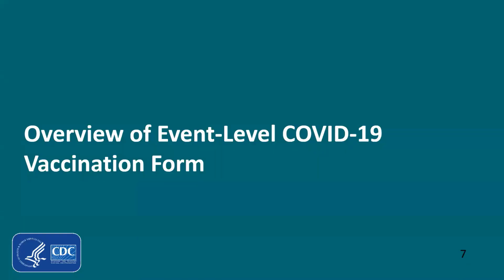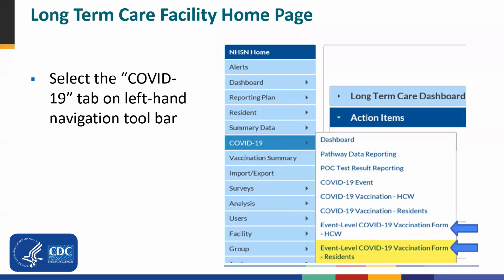Let's start with a general overview of the event-level COVID-19 vaccination form. Now we will go over how to access the event-level COVID-19 vaccination form in the NHSN application. First, you will go to the NHSN Long-Term Care Facility Component homepage. Next, go to the COVID-19 tab located in the navigation bar on the left-hand side of the page. Then you will select the Event-Level COVID-19 Vaccination Form for either healthcare workers or residents. For this presentation, we will be reviewing the Event-Level COVID-19 Vaccination Form for residents, but the same steps can be applied to the healthcare worker form.